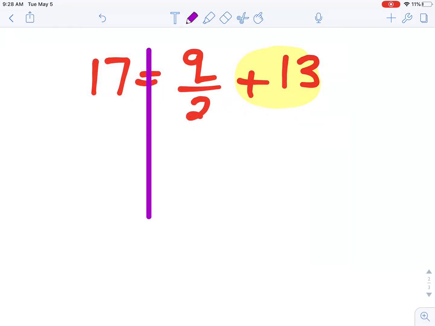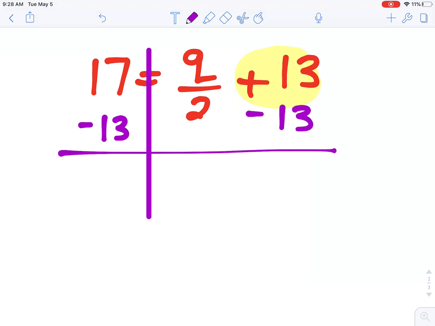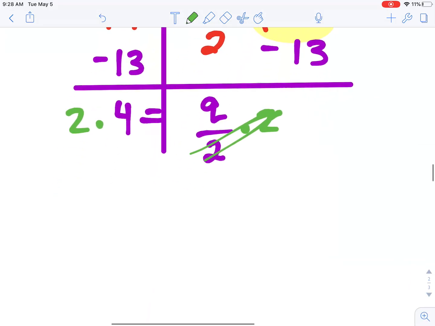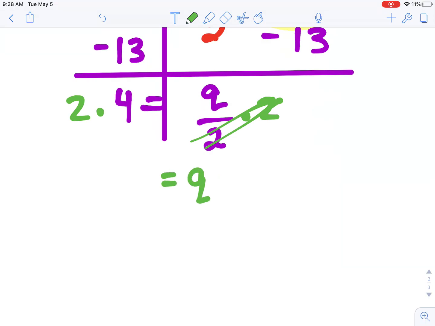If it says plus 13 to move it to the other side, we are going to subtract 13. So 17 minus 13 is 4. To undo division, we are going to multiply. And then we get our q equals 8.